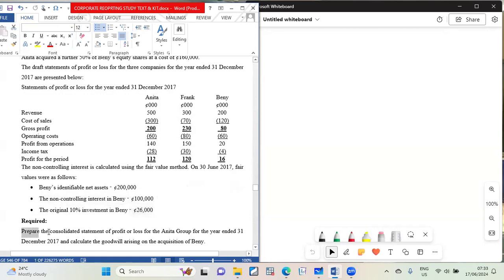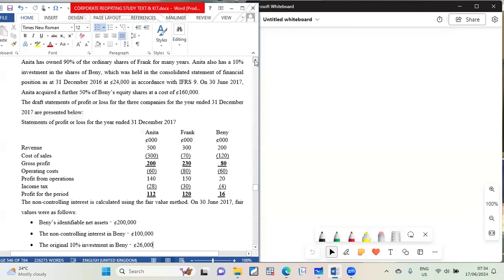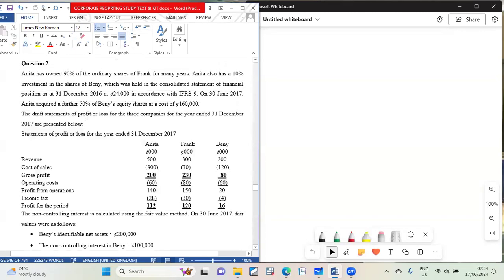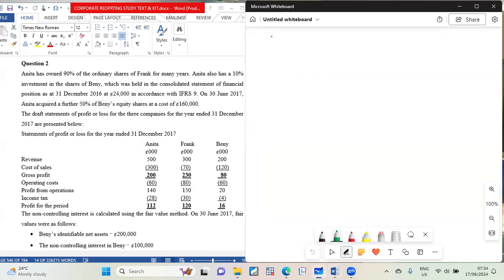So we are supposed to account for this in the Anita group as at 31st December 2017 and calculate the goodwill. So we go back to our question and check dates carefully, because as you can see, it is on June 2017 that he did the further purchase. So that is what we are told to do. In this case, don't forget what we normally do, our group structure. Don't forget your group structure. It's very, very important in all cases. So let's try and deal with this.